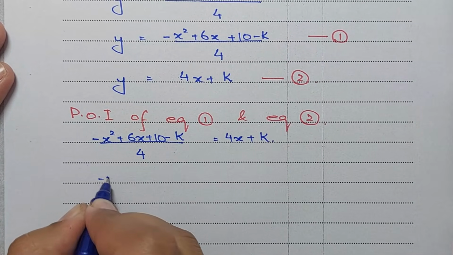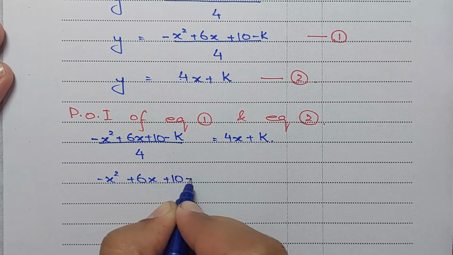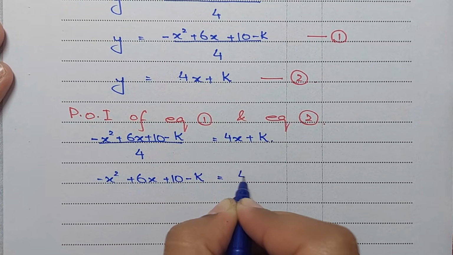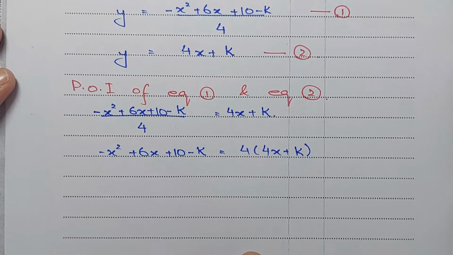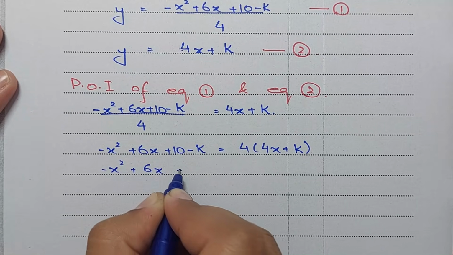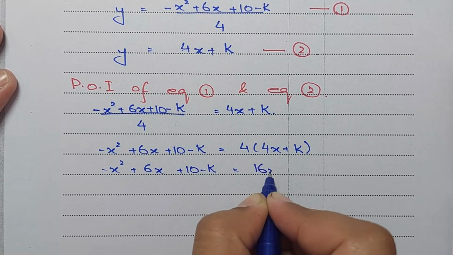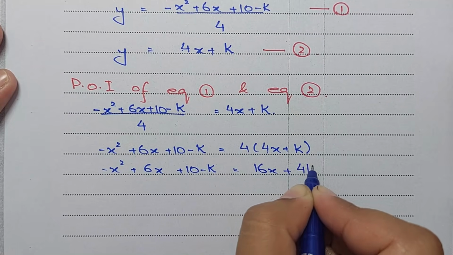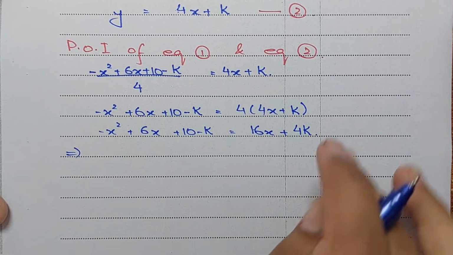Cross multiplied: minus x square plus 6x plus 10 minus k equals 4 into 4x plus k. Okay, this is minus x square plus 6x plus 10 minus k equals 4 times 4, which is 16x, plus 4k. All right, now shift all the terms to the left.